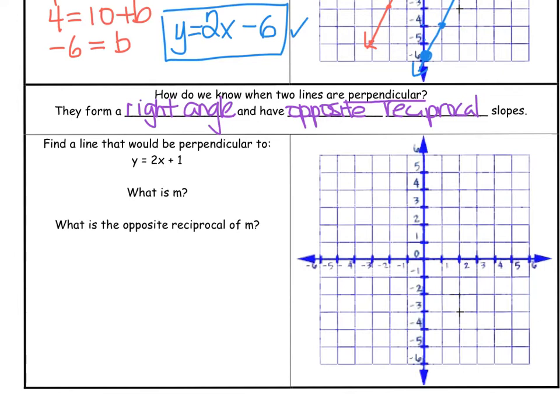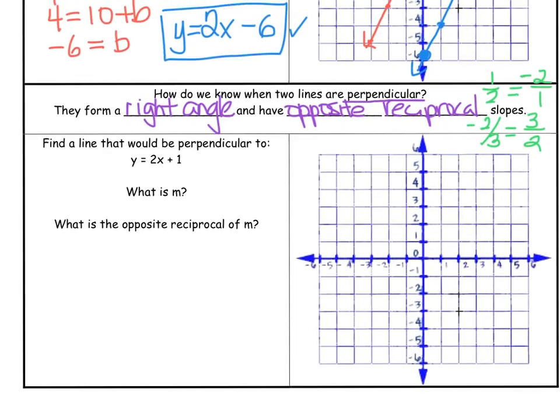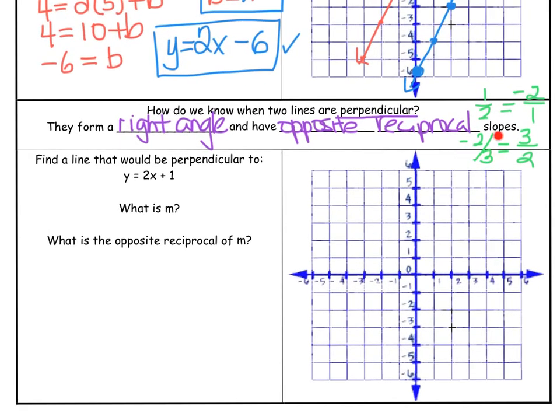So what do I mean by opposite reciprocal? So let's do a couple examples. So if I have the fraction 1/2, its opposite, this is positive, is negative. Its reciprocal is 2/1. If I have a slope of negative 2/3, its opposite is positive, and it's 3/2. So we would have slopes that look like this. This is negative 2/3, its opposite is a positive, and then we just flip the numerator and the denominator.